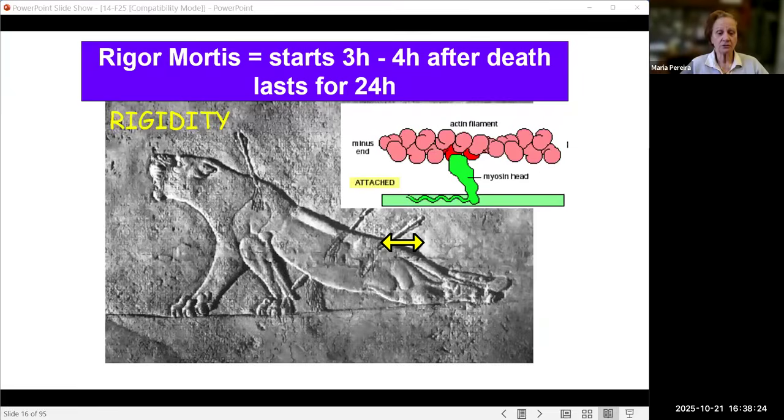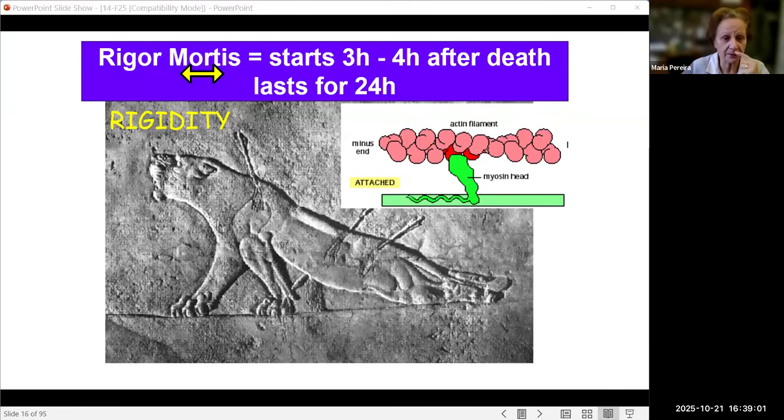Okay, so there's a state when a person dies that is known as rigor mortis. And that goes on for about 3 or 4 hours after death. And this allows detectives and other people like that to know more or less the time of death of a person. And what is rigor mortis? Rigor mortis is the state of the body where the muscles are in full contraction, they're not relaxed.